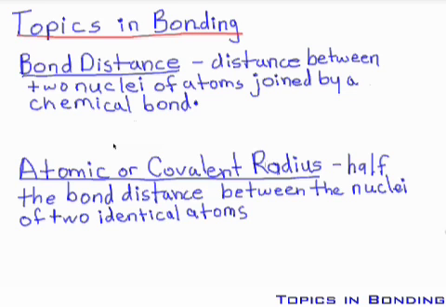Now that we can draw molecules, we need to come to an understanding of some basic concepts in bonding. So we're going to be defining terms like bond distance and atomic covalent radius, such as you see in front of you, as well as take a look at electronegativity, bond dissociation energies, dipole moments, and then finally close with a quick look at different types of chemical formulas.